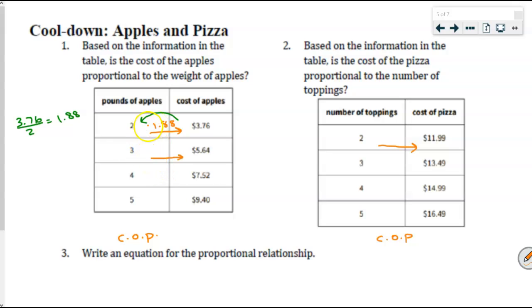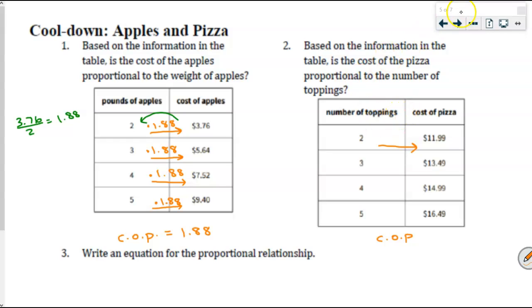3 times 1.88. Does it give me that 5.64? Yeah? Did you test it everywhere? It's a good idea too. Sometimes it feels a little bit redundant, but I know what's coming next in your future, so let's make sure we check it. 4 times 1.88, is that 7.52? Yeah, and 5 times $1.88, is that 9.40? Yeah, so we found the constant of proportionality. The constant of proportionality was $1.88 or 1.88.